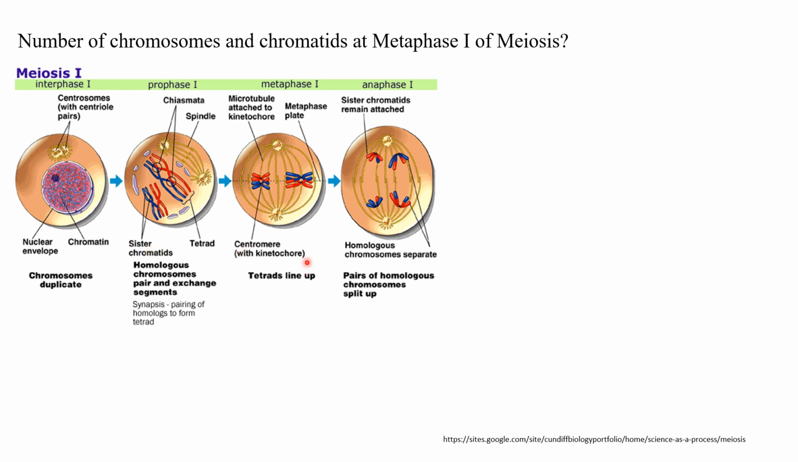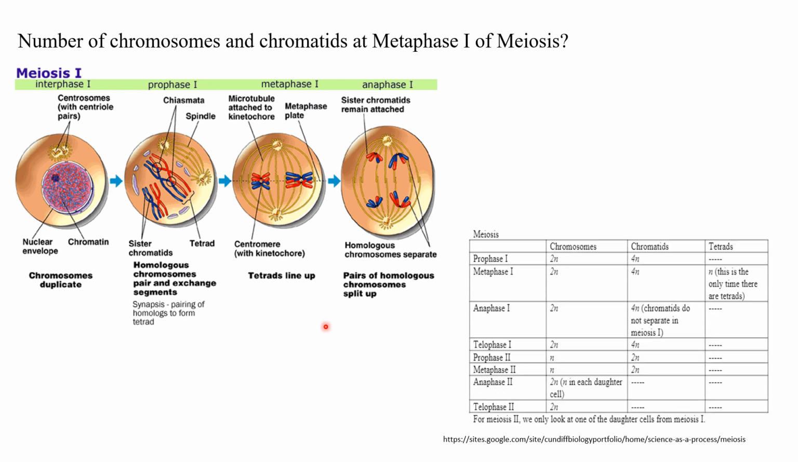In metaphase 1, these tetrads of homologous chromosomes line up on the equatorial plane. In anaphase, the sister chromatids remain attached, but the pairs of homologous chromosomes split up to the ends of the spindle fibers.